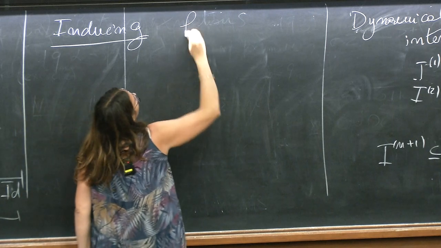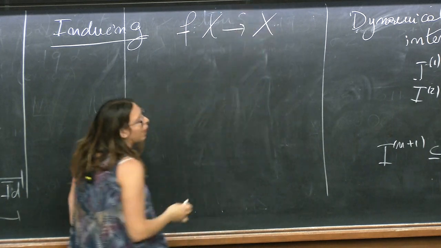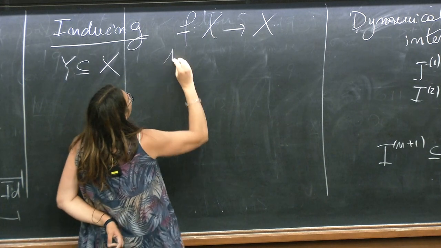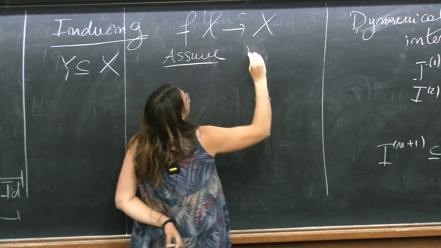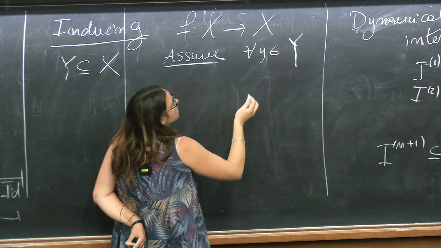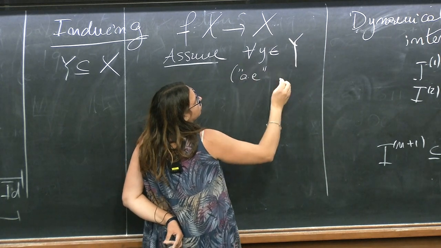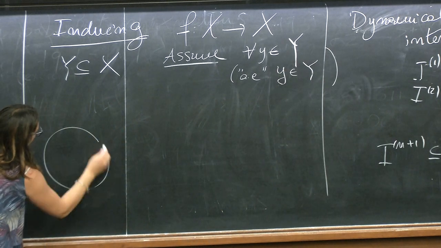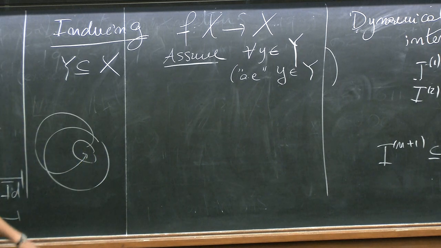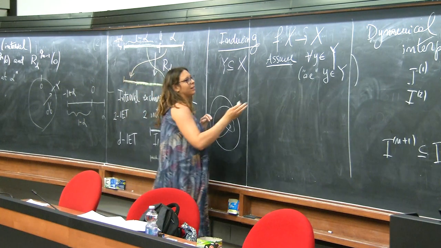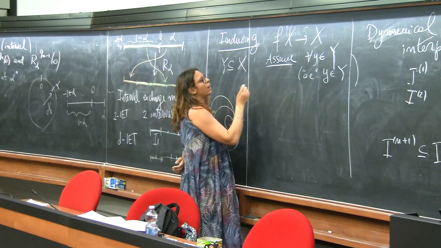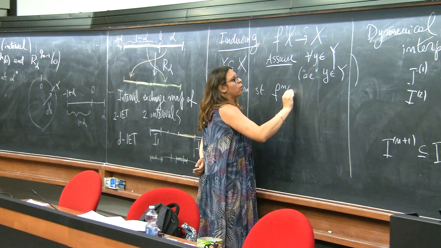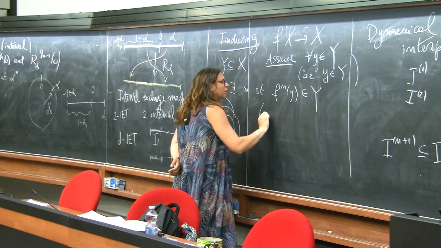In general, if I have a dynamical system f from X to X, and I have a subset of my system, Y, assume that for almost every y in Y, with respect to some measure, the point returns to my set. And you just did Poincaré recurrence this morning, so this is not such a big assumption. So assume that for every y in Y, there exists an n such that f^n of y belongs to Y again. So this is a return time.